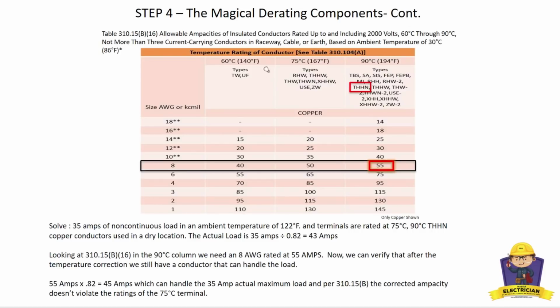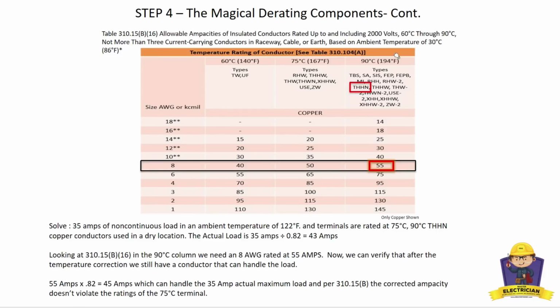So here we've got a depiction of a portion of 310.15(B)(16). This obviously isn't the whole table, because on the other side of the real table, we've got aluminum values. And of course, the values here go all the way down to 2000 kcmil. But for our use, we're just taking a portion of it, and we're only dealing with copper in this example. So here are the general rules of the table. Again, we're dealing with not more than 3 current-carrying conductors. That isn't a problem in our equation here.